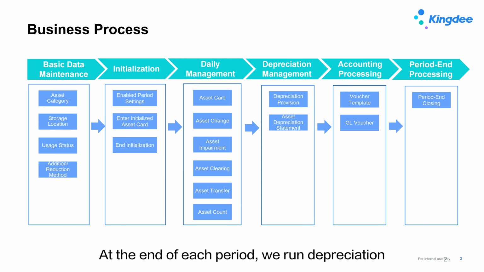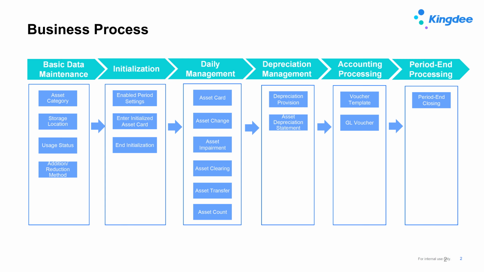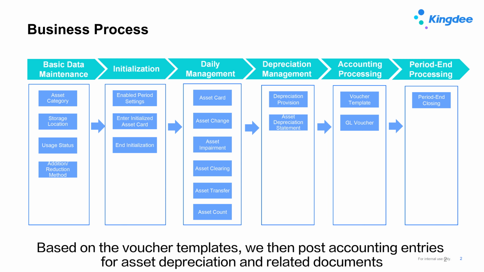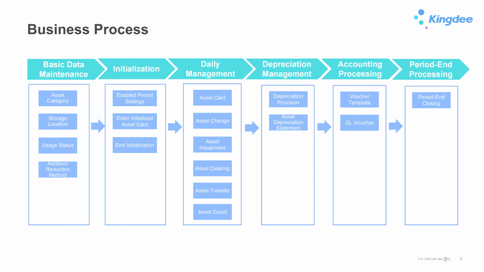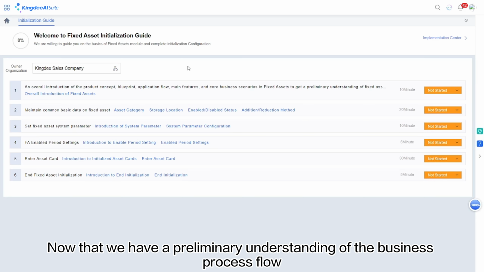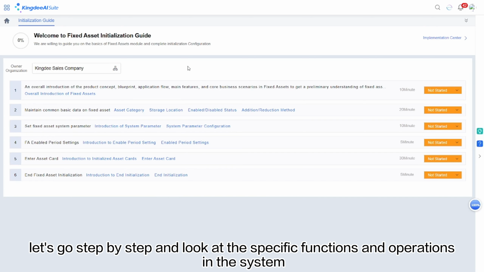At the end of each period, we run depreciation. Based on the voucher templates, we then post accounting entries for asset depreciation and related documents. After all transactions for the period are completed correctly, we can close the period and move on to the next one. Now that we have a preliminary understanding of the business process flow, let's go step by step and look at the specific functions and operations in the system.